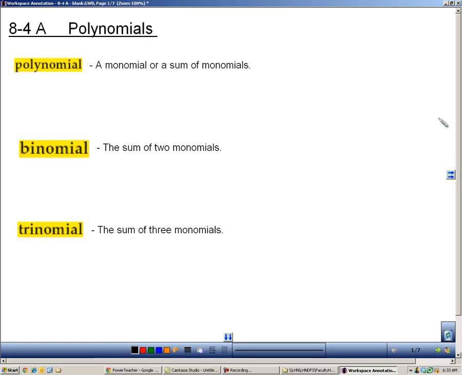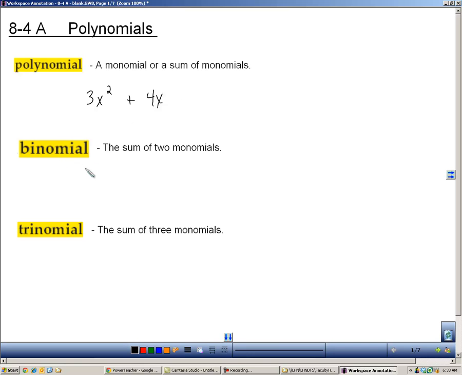Section 8.4a is about polynomials. The definition of a polynomial is a monomial or a sum of monomials. If you have something like 3x squared, that's a monomial, that's an individual term, but when you add something else to it, now it becomes a polynomial. Now, technically, one monomial is also considered a polynomial, but when you add or subtract another monomial with it, then you begin to call it a polynomial.